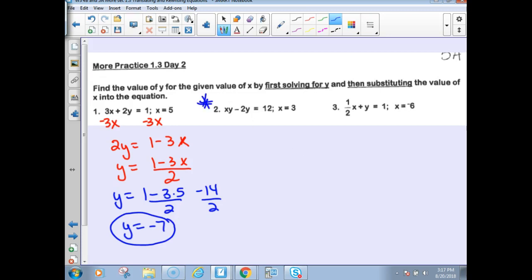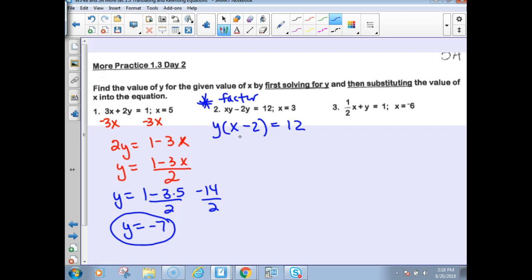Number 2, our third one today, where we need to factor. I'm factoring out a y. xy divided by y is x. Minus 2y divided by y would be 2. Equals 12.